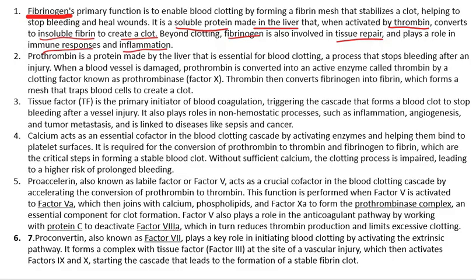The second factor is prothrombin. Prothrombin is also secreted by the liver. It is an essential blood clotting factor, and it helps in injury to stop the bleeding. And when a vessel is damaged, prothrombin is converted into the active enzyme which is known as thrombin. Here we saw that thrombin converts the fibrinogen into fibrin.